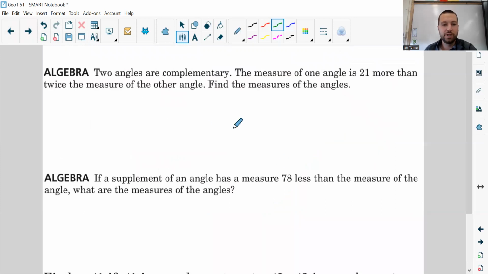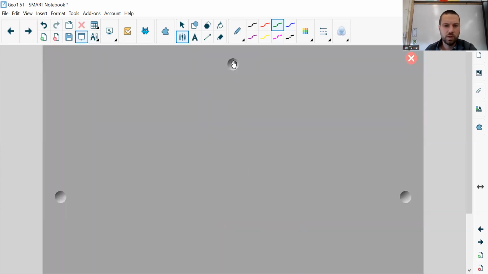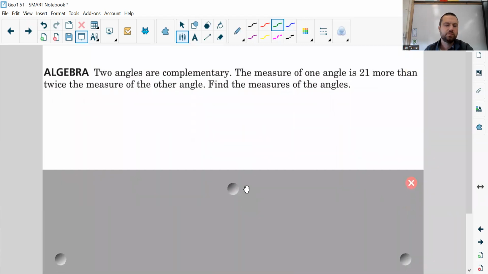Let's move on to these. These are tricky. Let's just look at one at a time. You will have a couple of these on your homework. We're working on writing an equation. This is, again, more algebra based. You should have done stuff like this in algebra, but if this is new to you, you're okay.